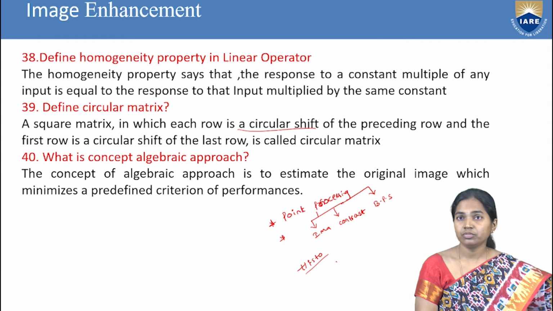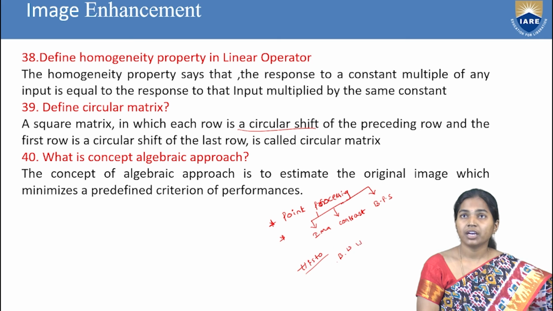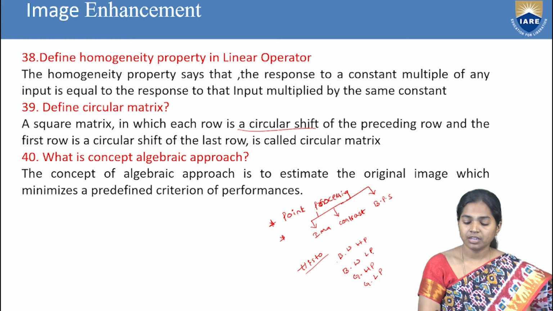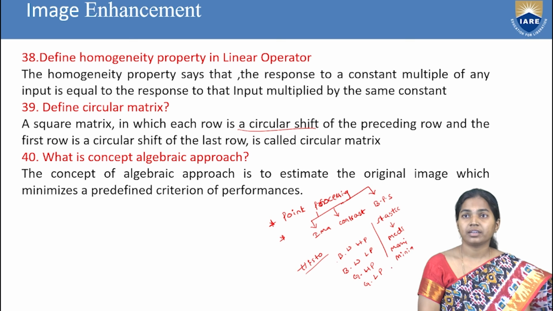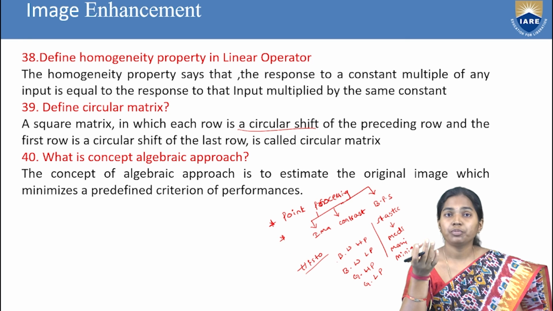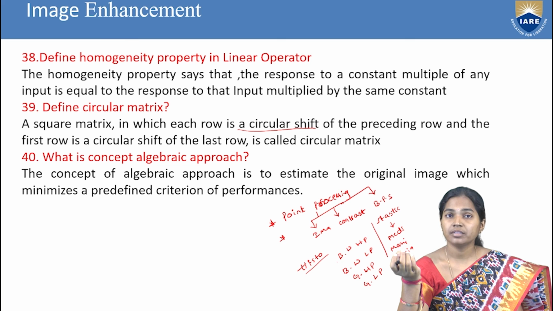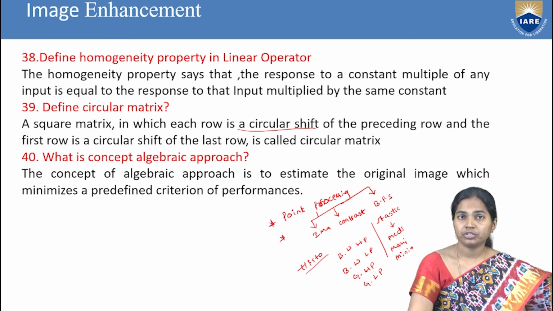And next one is frequency domain filters. In that, we have Butterworth high pass filter, Butterworth low pass filter, Gaussian high pass filter and Gaussian low pass filter, and order statistic filters: median filter, maximum filter, and minimum filter. With the use of this image enhancement, we can improve the picture quality. That image is more suitable for the specific application compared to the original image.